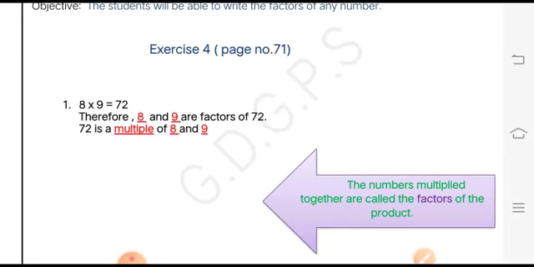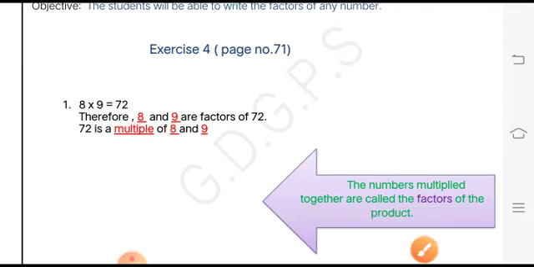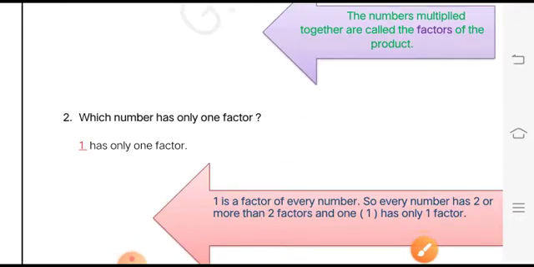Here, in part first of exercise 4, which is book work on page 17 of your book, part first is: if 8 times 9 is 72, it means 8 and 9 are factors of 72, and 72 is a multiple of 8 and 9. This is to be done in the book only.